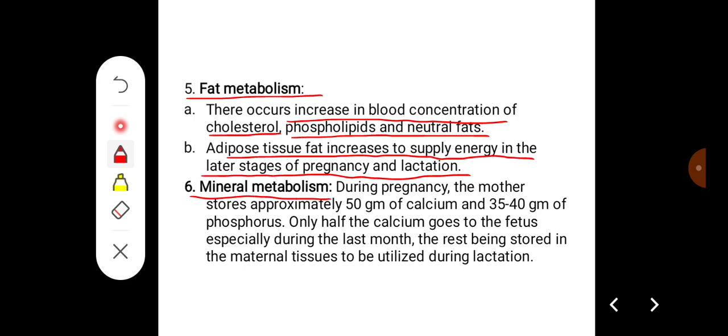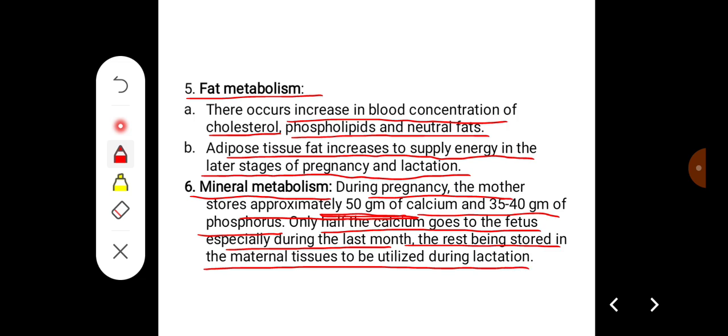On mineral metabolism during pregnancy, the mother stores approximately 50 grams of calcium and 35 to 40 grams of phosphorus. Only half the calcium goes to the fetus, especially during the last month, the rest being stored in the maternal tissues to be utilized during lactation.